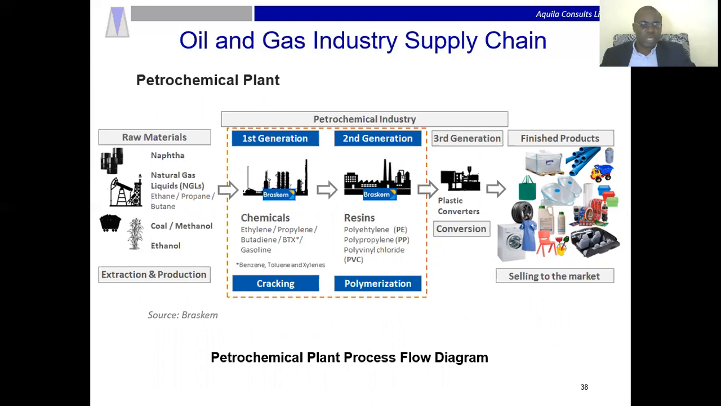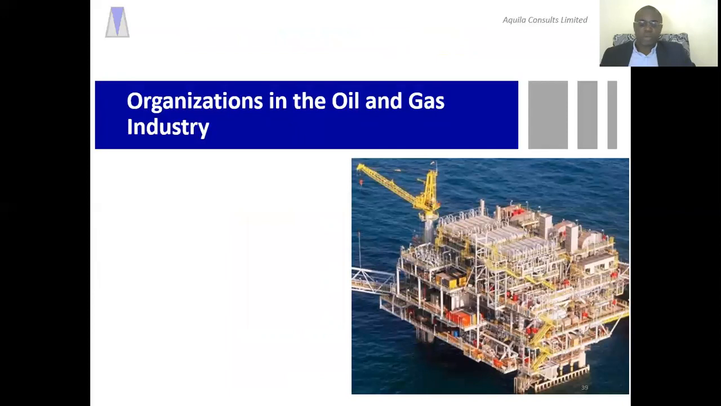So you could see you get your raw material from naphtha, natural gas, or ethanol, coal. So these are, or natural gas liquids. So you can use all these as feed material for your petrochemical plants. Okay, now next we go to the organizations in the oil and gas industry.